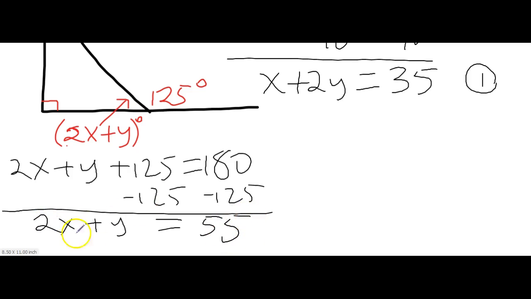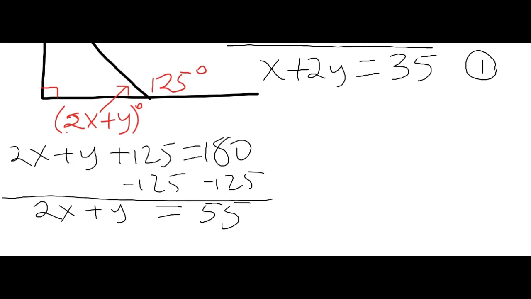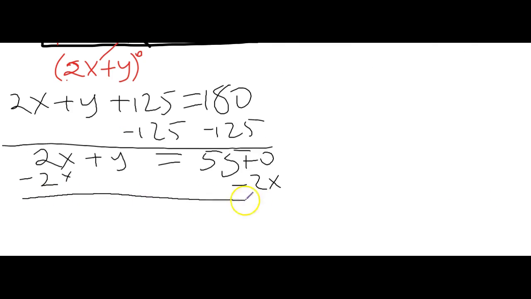Okay, so again we have x and y here, so we can't really solve any. We can leave it like that, or we can actually solve for y. So if we subtract 2x from both sides, again, we cannot add 2x to 55 because they are not like terms. So we simply keep it. We can put 0 there if we want. So y is going to equal 55 minus 2x. Okay, so that will be our equation 2.